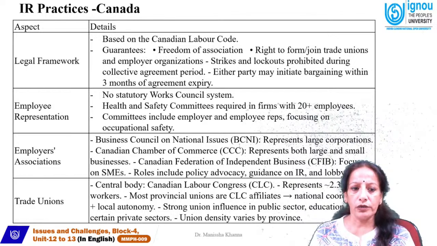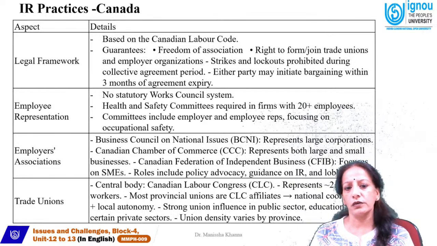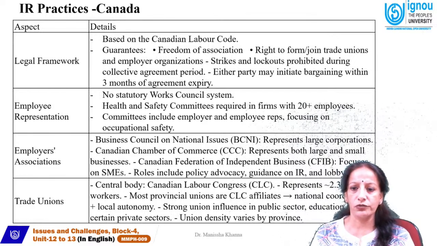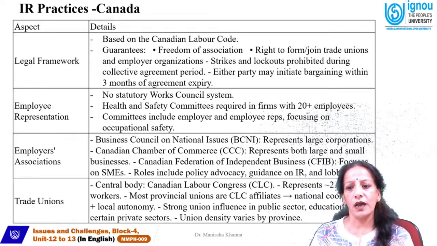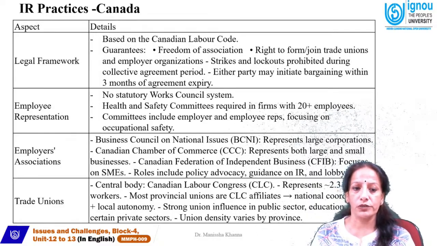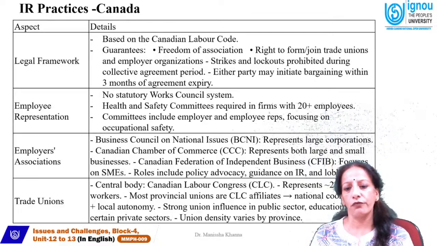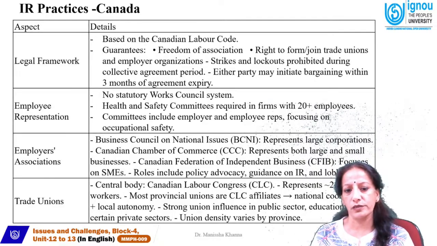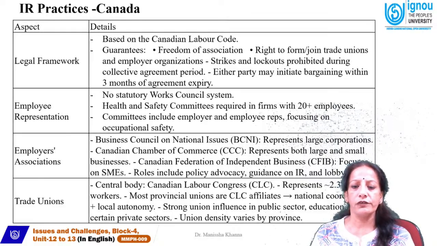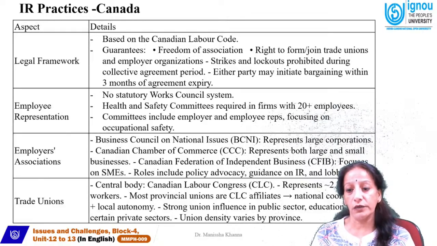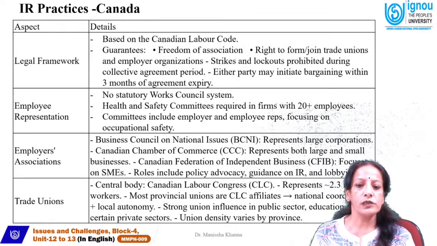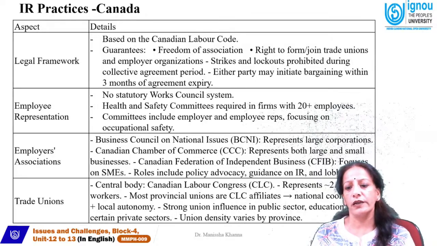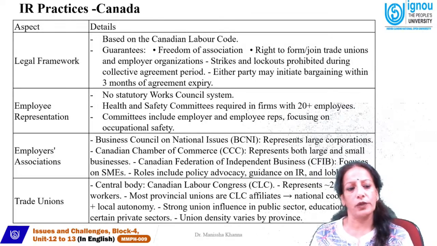The employer associations are the Business Council of National Issues, which represents the large corporations, the big corporations, whereas the Canadian Chamber of Commerce, the CCC, represents both large and small businesses. The Canadian Federation of Independent Business, that is CFIB, focuses on SMEs. Roles include policy advocacy, guidance on IR, and lobbying.